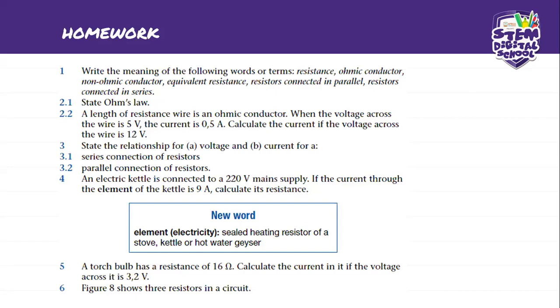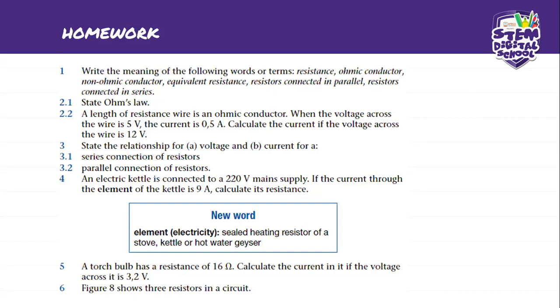So for a parallel connection of resistors, we know that it's a current divider. So the total current is the sum of the individual currents through the resistors. So I total is going to be I1 plus I2 plus I3. But the voltage is equal across the entire circuit, which means V is equal to V1, equal to V2, equal to V3. Okay, are we good to go?